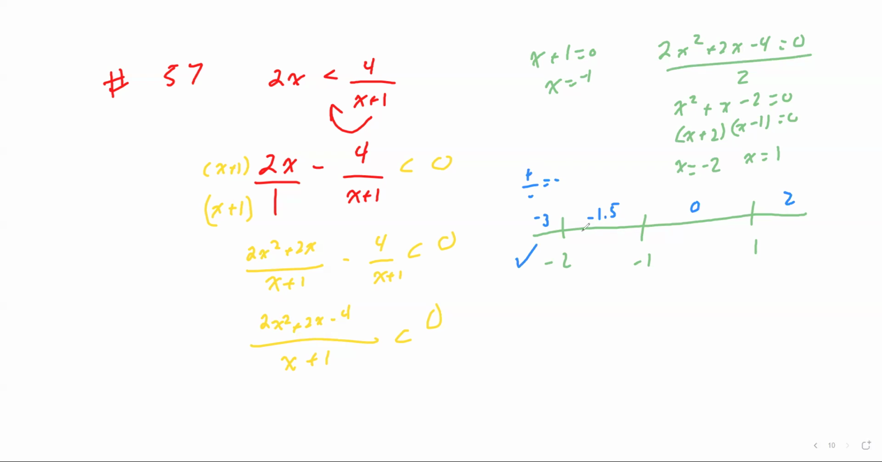Now negative 1.5. If I write that as a fraction, that's negative 3 over 2. Squared, negative 3 over 2, and you get 9 fourths. 9 fourths times 2 is 9 halves. 9 halves plus 2 times 3 over 2, which is just 3. So 9 halves plus 3. Well, 9 halves is 4.5 plus 3 is 7.5, which will be a positive. And then negative 1/2 plus 1 would give me a negative. So that would give me a negative.